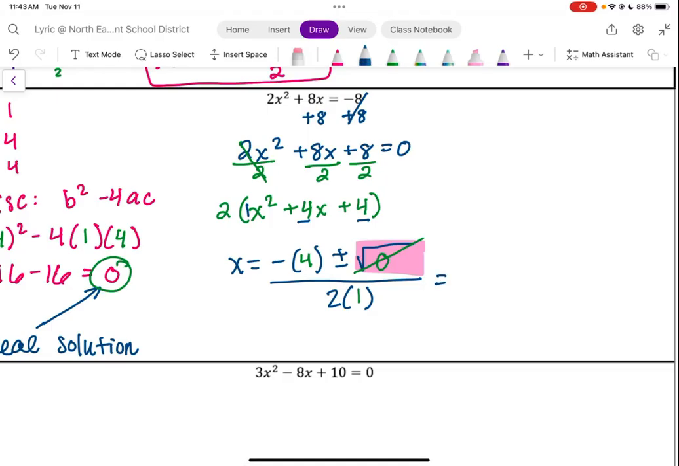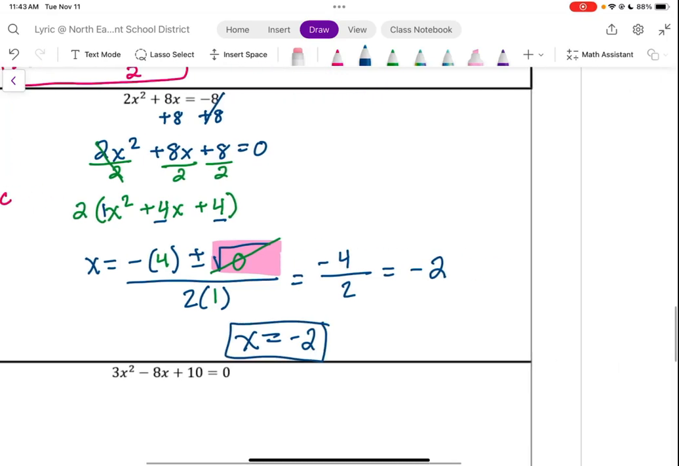Continue solving, we have -4 over 2, which leaves us with -2. So our one solution is x equals -2. And if we wanted to draw a cute little picture to show our solution, we would have one x-intercept at -2.